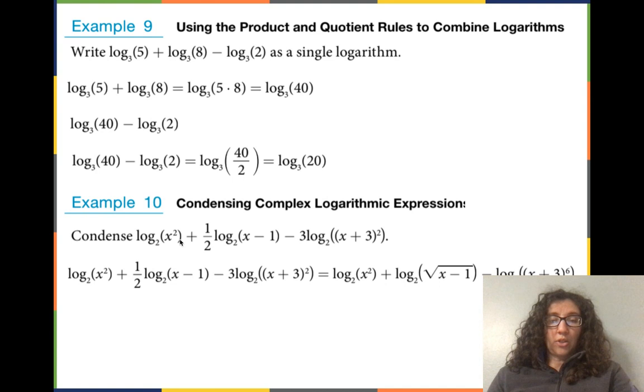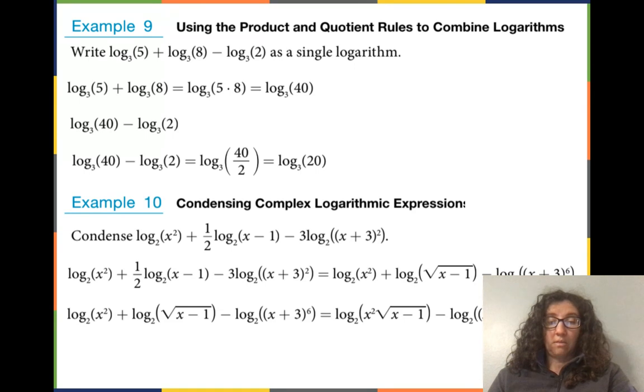Log base 2 of x squared stays the same. This becomes a square root of this term, square root of x minus 1, right? We bring that as an exponent and write it as square root. You could keep it as an exponent to the 1/2. X plus 3, we're going to bring this 3 up, right? That's squared. We bring the 3 up. We multiply those exponents together to get 6. Okay, so now we've got log base 2's with no coefficients. So now we can use the product rule to combine these and the quotient rule to divide by that.